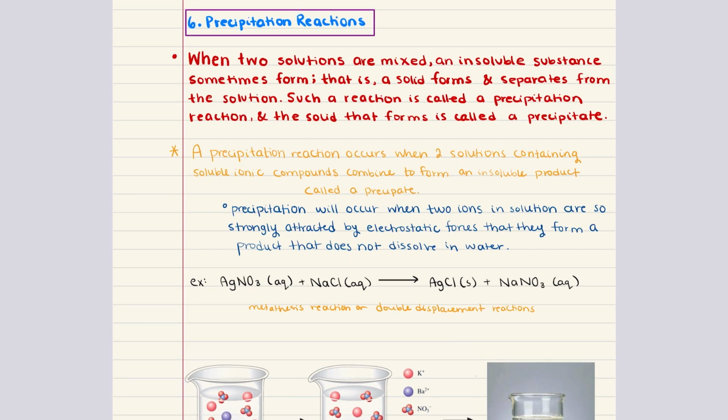A precipitation reaction occurs when two solutions containing soluble ionic compounds combine to form an insoluble product called a precipitate. Precipitation will occur when two ions in solution are so strongly attracted by electrostatic forces that they form a product that does not dissolve in water. The key to predicting and understanding precipitation reactions lies in the concept of solubility and insolubility.